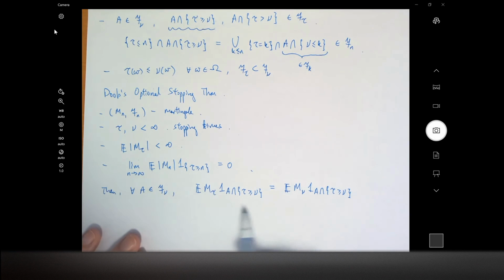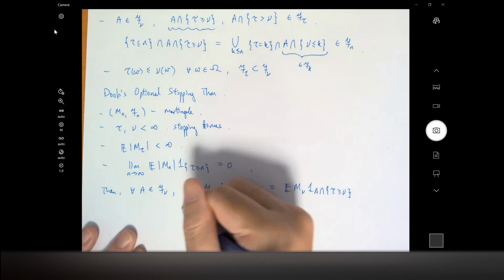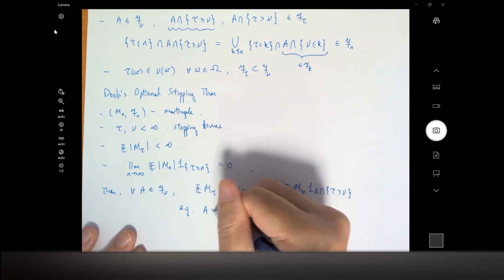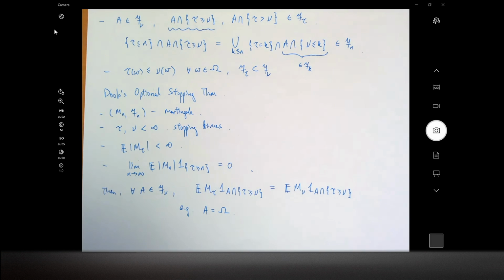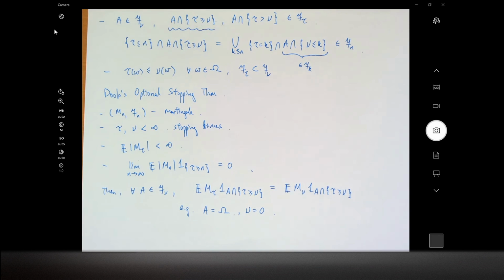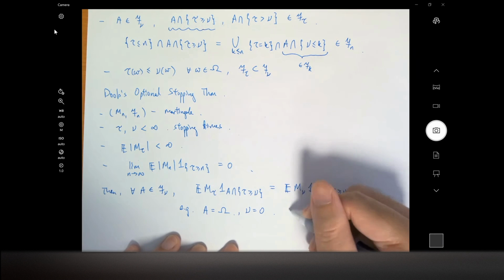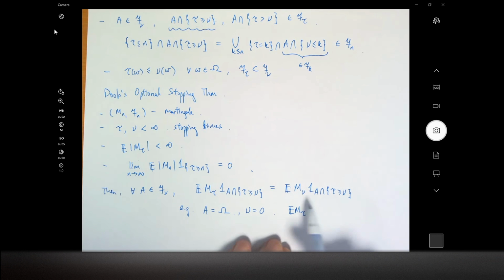It may not look so easy to interpret, so let's look at one simple example first. Let's say I take my A to be omega, the whole sample space, and nu to be 0. A constant by definition itself is a stopping time. So then what do we have? On this side, tau is always bigger than 0, so you are going to get the expectation of M tau. And on this side over here, you are going to get M0.